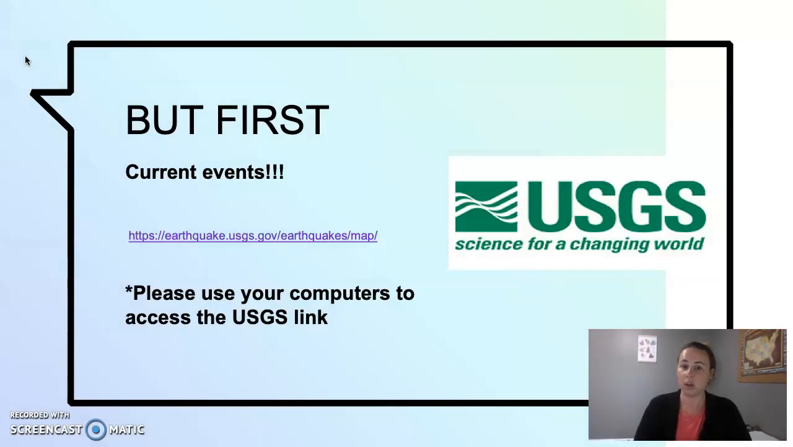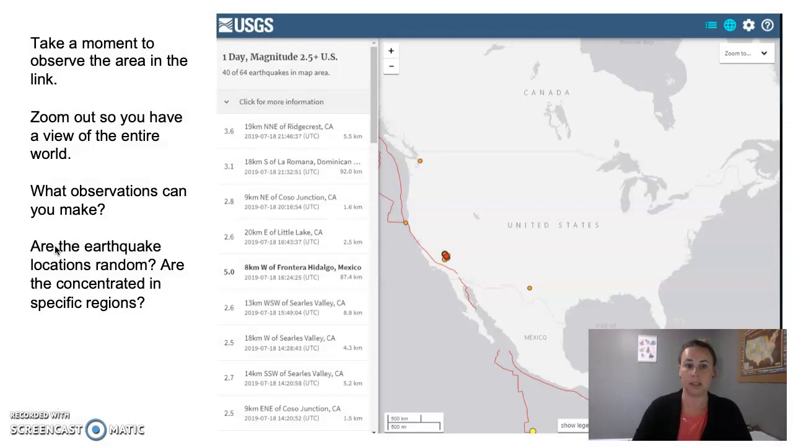So the first thing you're going to want to do is go ahead and click on this link. This will take you to the USGS, which is the United States Geological Survey, and it's going to take you to an earthquake map. So when you pull up the link, this is what you're going to see. It's going to zoom into an area of the United States, and the first thing you're going to probably notice are those little circles, the red and the orange ones. These are actually locations of earthquakes.